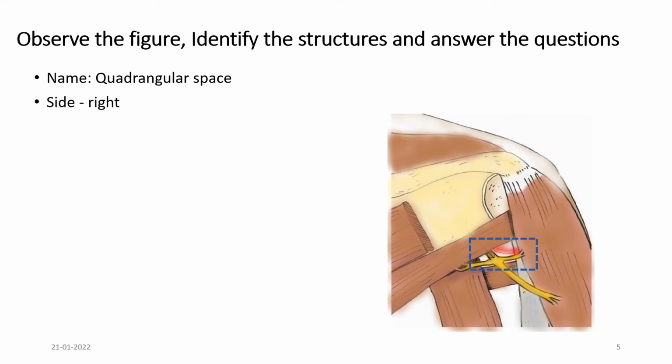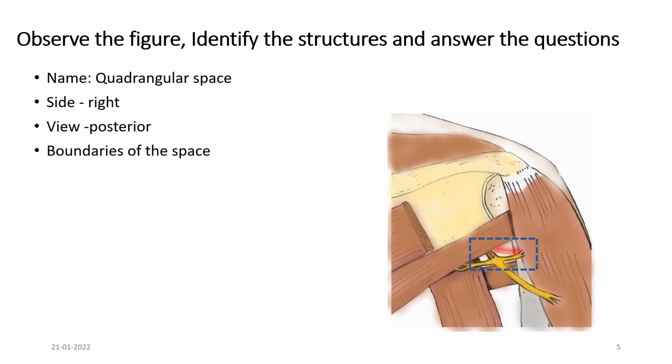So which side of the limb? It is the right side limb. And what view we are seeing is the posterior aspect. It is the scapula, the dorsal surface you are seeing, and then the part of humerus you are seeing. Then what are the boundaries for this space?